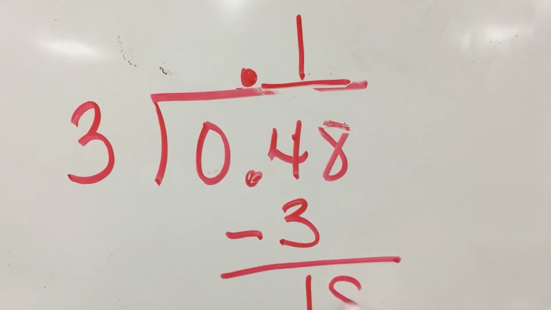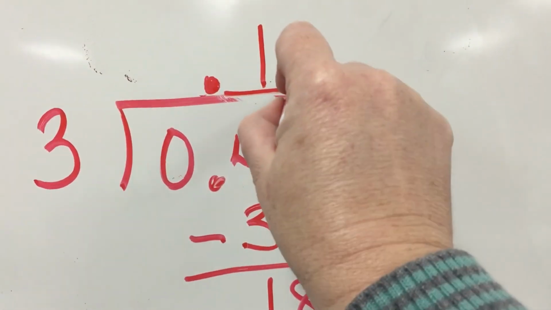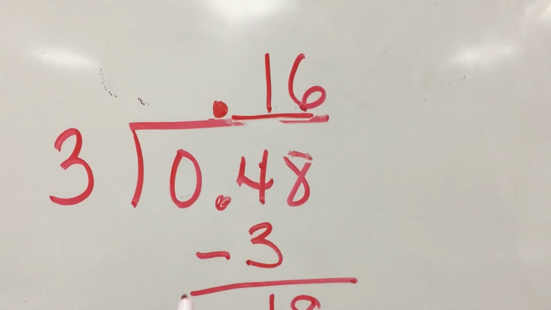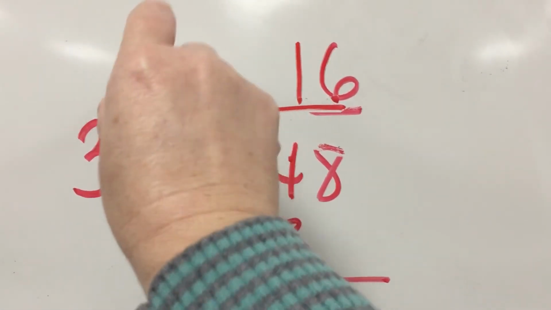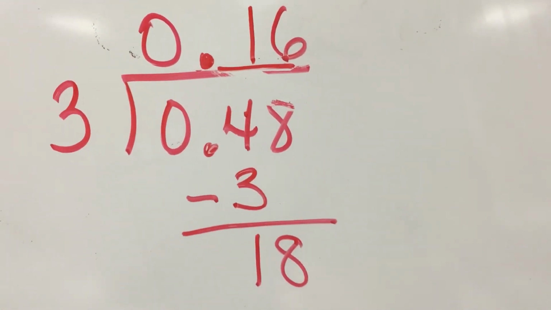Subtract, and I have 18. 3 goes into 18 6 times. Now I need to go back, put my 0 in front of the decimal, and my answer is 16 hundredths.